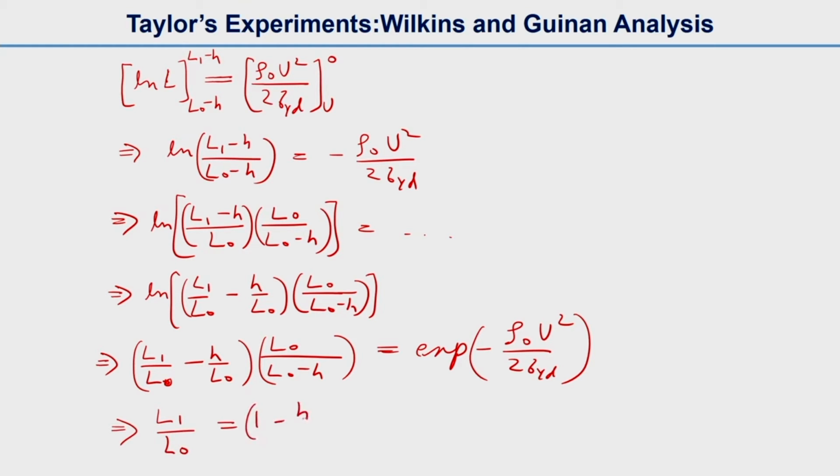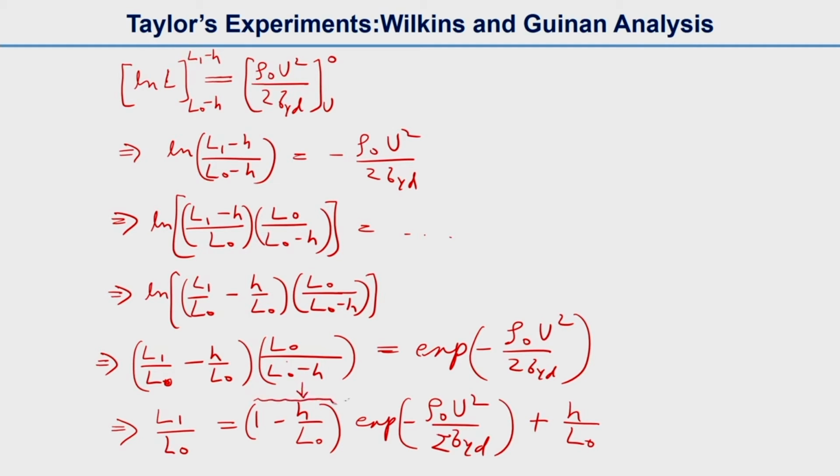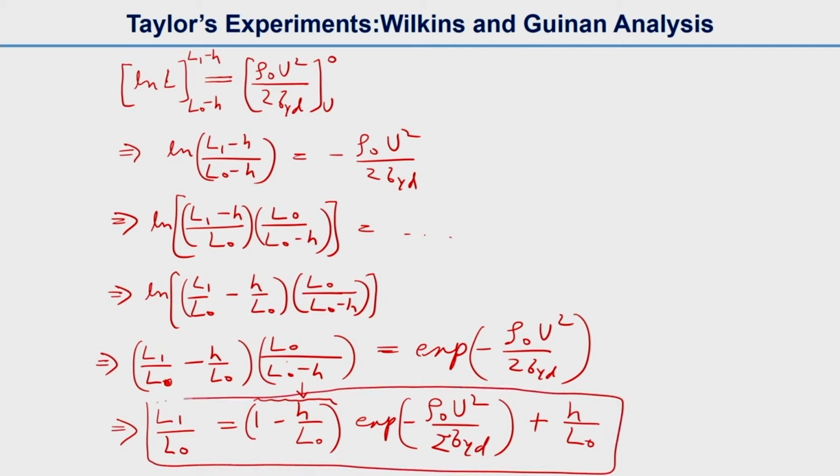Which is 1 minus h by L0 ... twice sigma yd plus h by L0. I am not writing the intermediate steps here, so you can directly find it out. That h by L0 will come here, and if we invert it, L0 by L0 minus h, this will give this term. So this is the expression where the h by L0 term appears, one term here and then one term here.